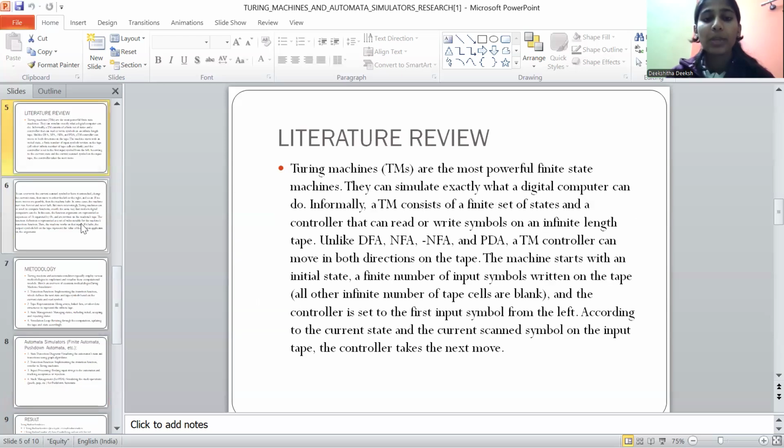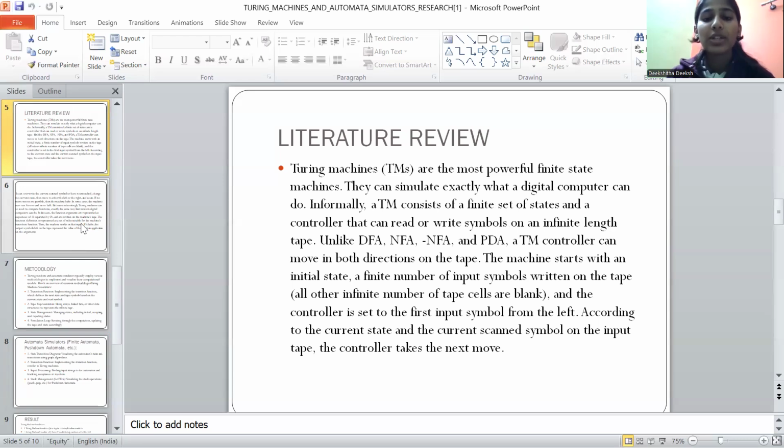Literature review. Turing machines are the most powerful finite state machines. They can simulate exactly what digital computers can do. Informally, a TM consists of a finite set of states and a controller that can read and write symbols on an infinite length tape. Unlike DFA, NFA, and PDA, TM controllers can move in both directions on the tape.